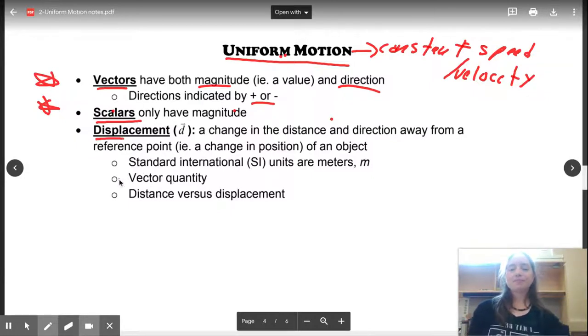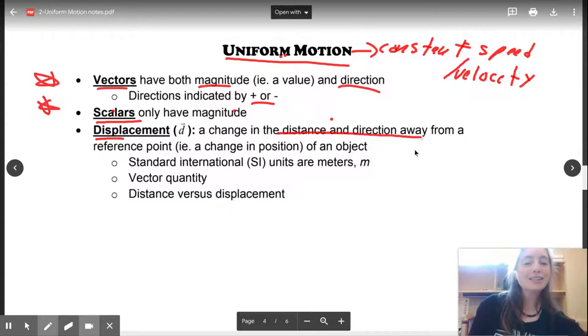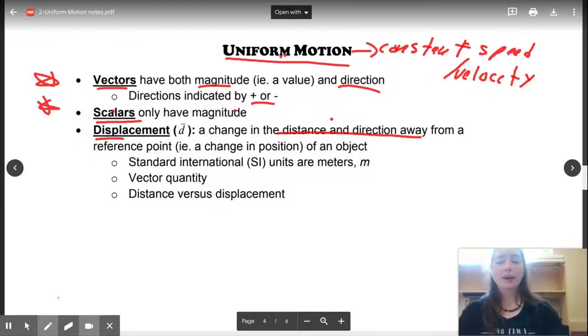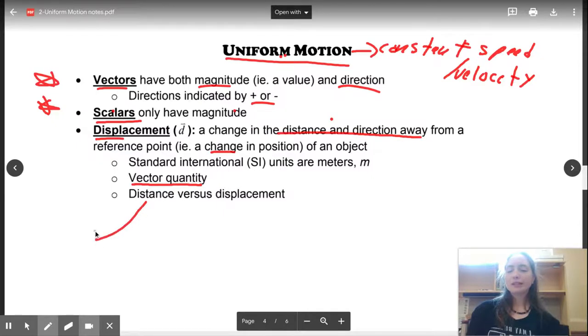So, ladies and gentlemen, displacement is a value that indicates the distance and direction away from a certain reference point of an object. That's a value that you would have talked about last year. Essentially, it's a change in position, like moving 3 meters east from where you started. Displacement is a vector quantity. Distance, this is scalar.